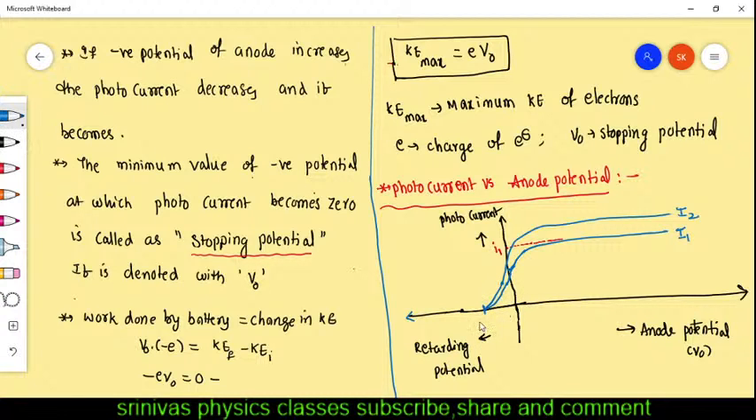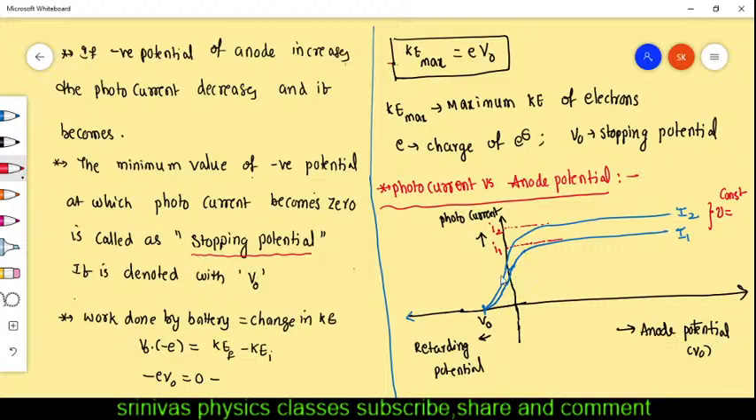Good. This is the diagram. V naught is the stopping potential. Saturation current in the second case is I2. In these two cases, we keep one factor constant, that is the frequency. The frequency of incident radiation is constant. This is the graph between photocurrent and anode potential.